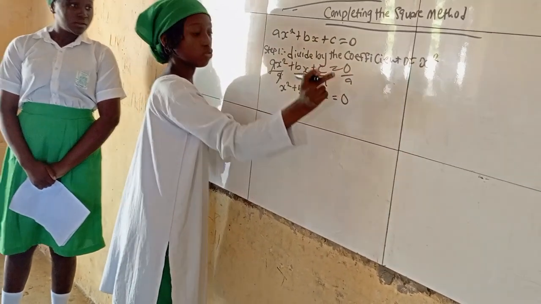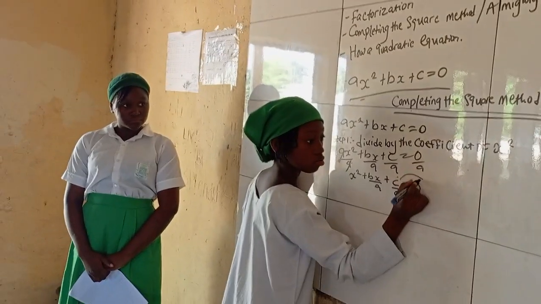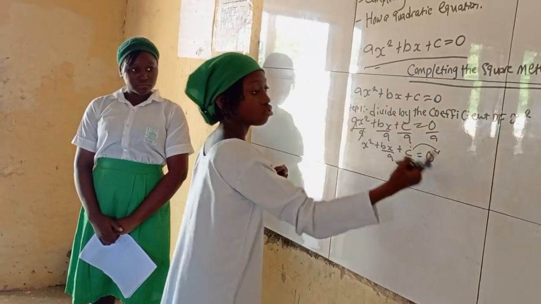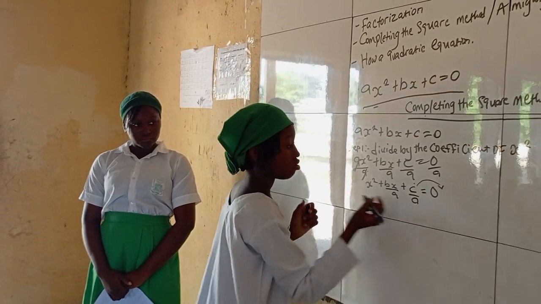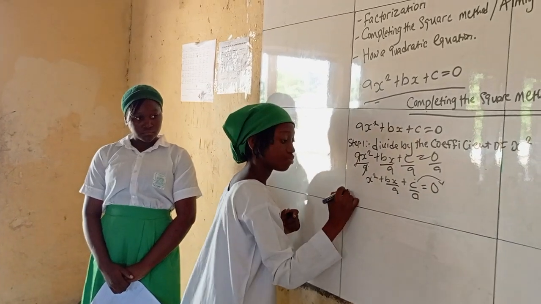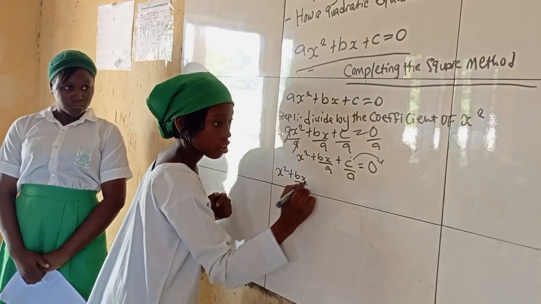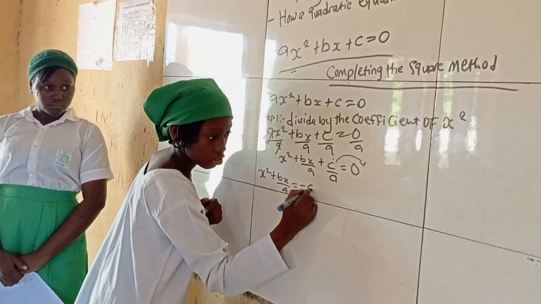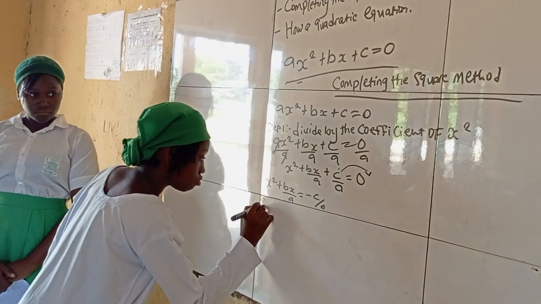Anything like this is always equal to 0. So the c over a, let this one at this point come to this place. As it's coming, the sign is changing, which is going to be minus. Then at this point, this returns to x squared plus bx over a equals minus c over a.